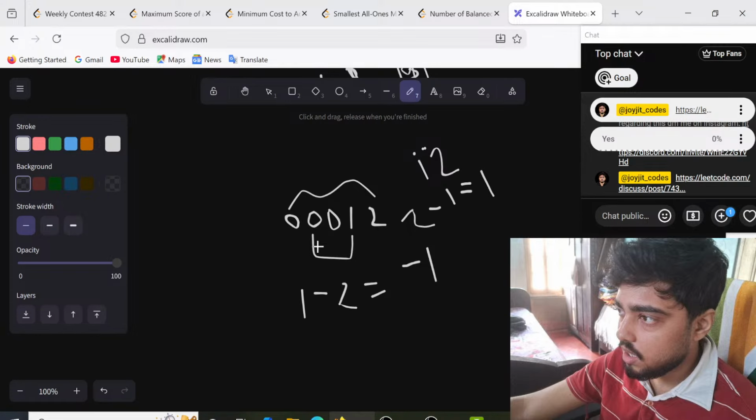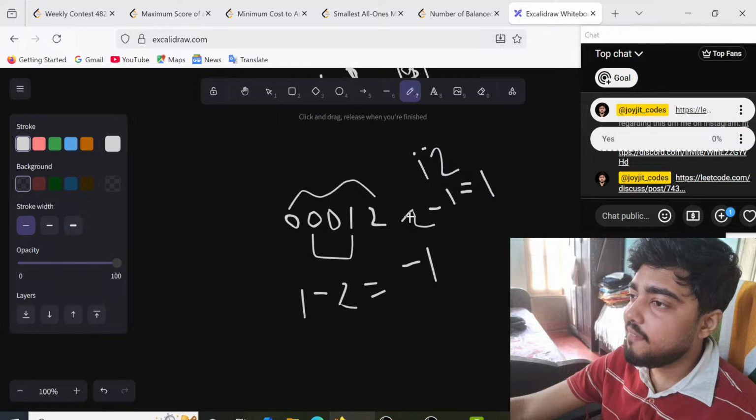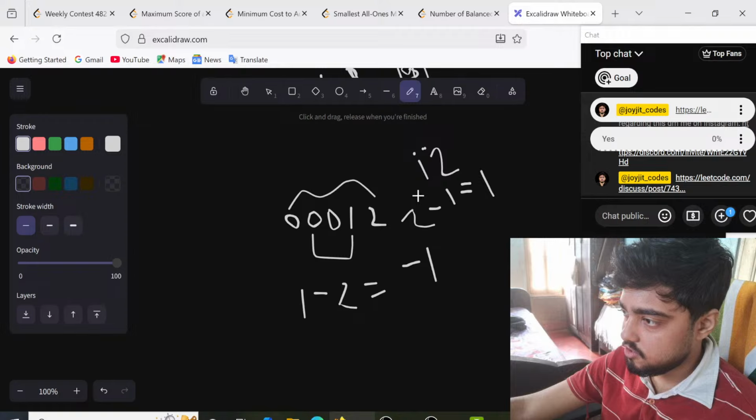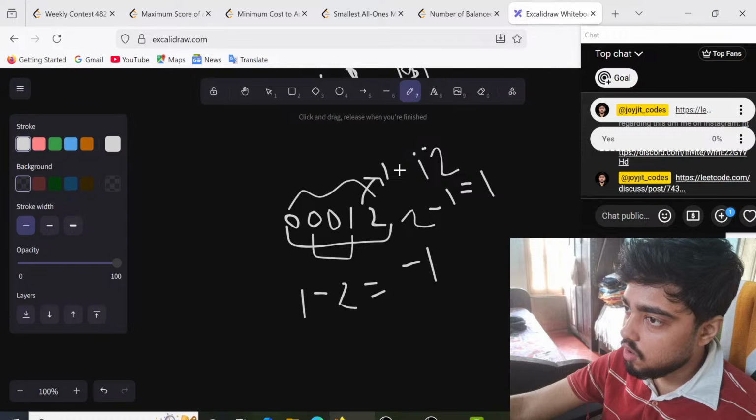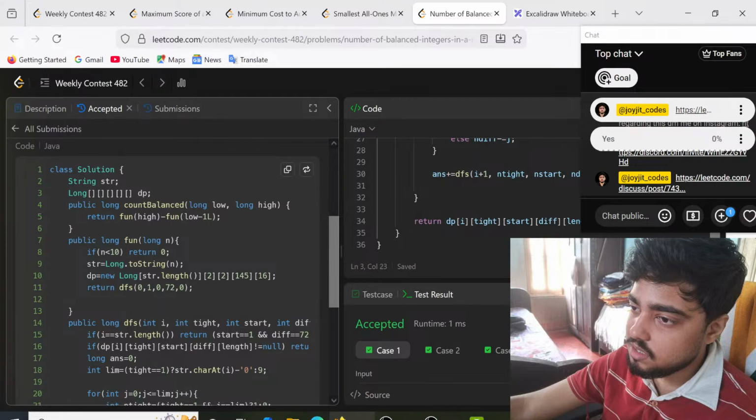What you can do is you can have a length also. That is the length of the whole digits. So even if this is having a length of 5, the actual length of it is 2. And that is the last one that we have in the DP.